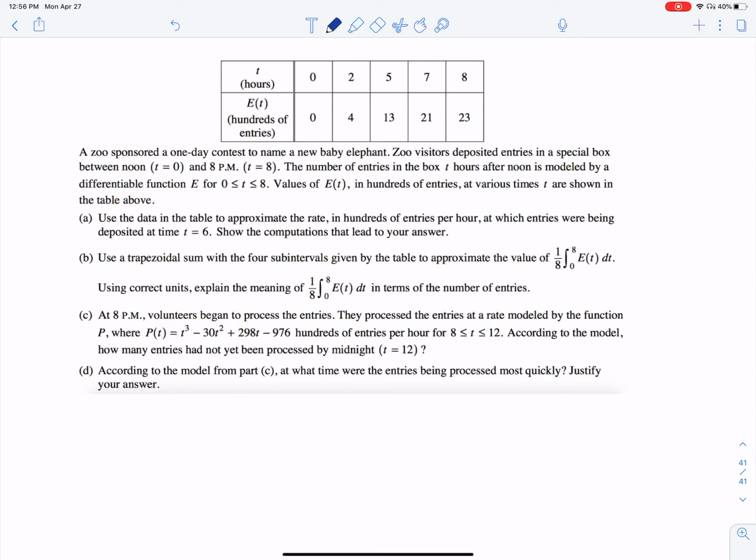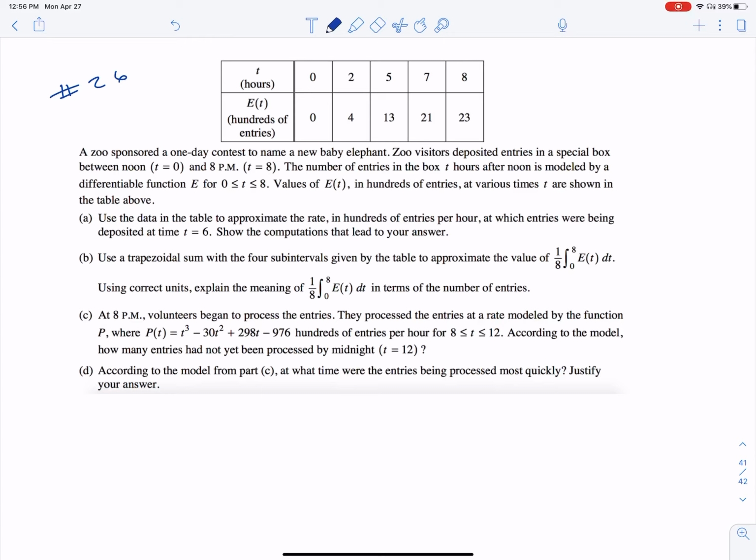Okay, let's look at number 26 from the free response packet. So we have this table, and what we got? A zoo sponsored a one-day contest to name a new baby elephant. Zoo visitors deposited entries in a special box between t equals 0 and t equals 8, from noon to 12.